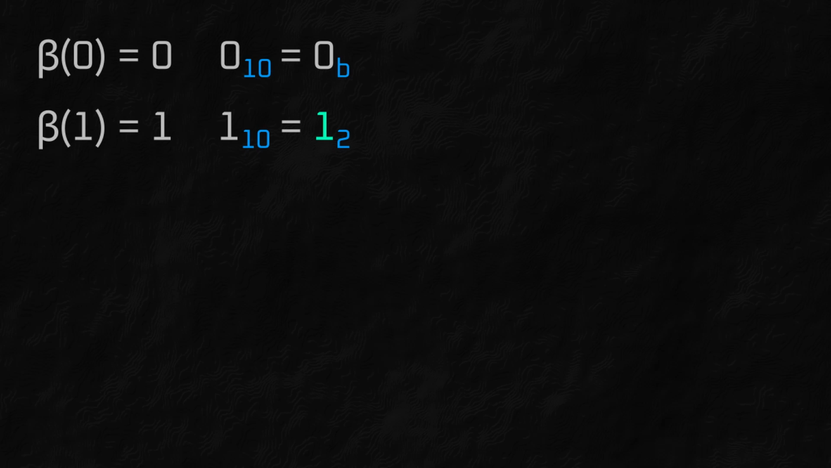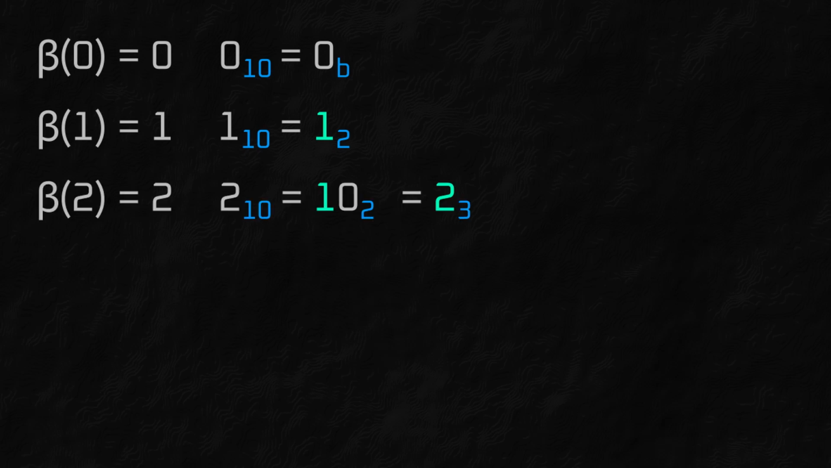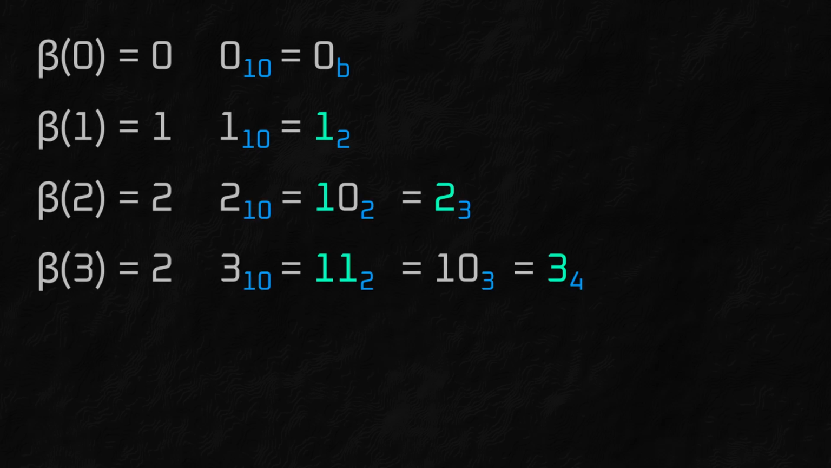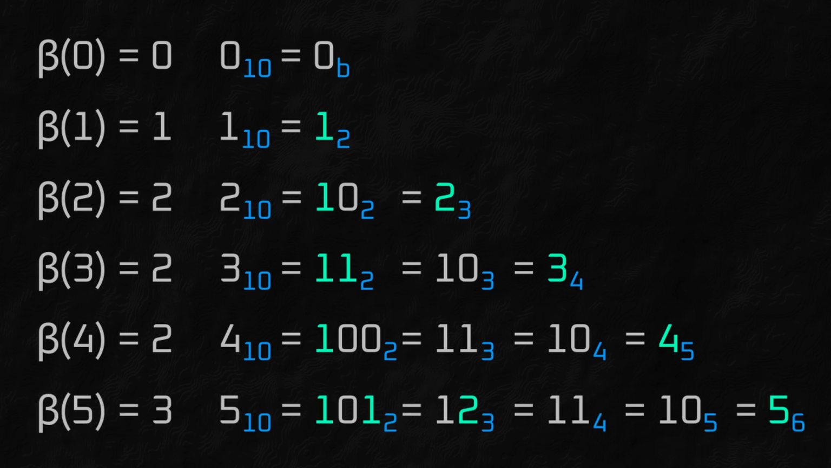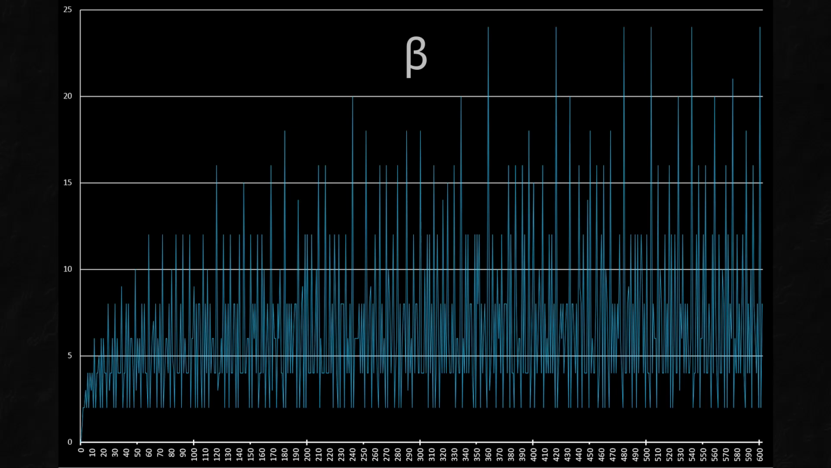Since 0 is 0 in any base, and 0 is never the largest digit possible, it follows that beta of 0 is 0. Beta of 1 is 1, beta of 2 is 2, beta of 3 is 2, beta of 4 is 2 again, then beta of 5 is 3, and so on. If we plot this function, we get that. Very chaotic, isn't it?